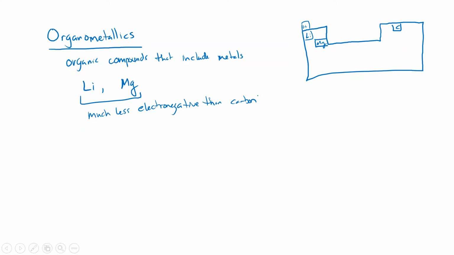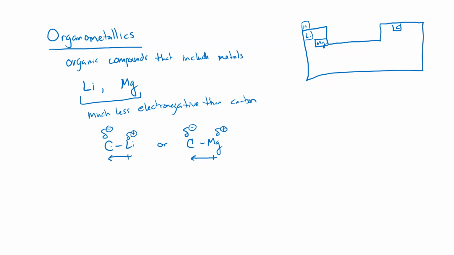And so if we make a carbon-lithium bond or a carbon-magnesium bond, if we look at the polarity of these bonds, the electrons are going to be attracted to the more electronegative atom, which means we're going to get dipoles on these bonds. These bonds will be polar, but they'll be polarized in the direction of the carbon. And so the carbon will have a pretty significant delta minus, while the metals, lithium or magnesium, will have a pretty significant delta plus.